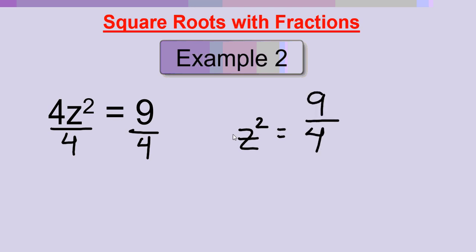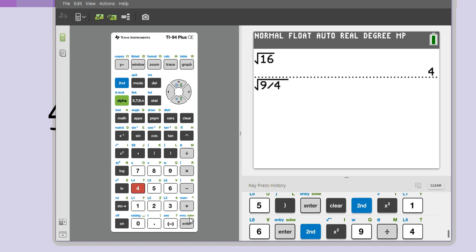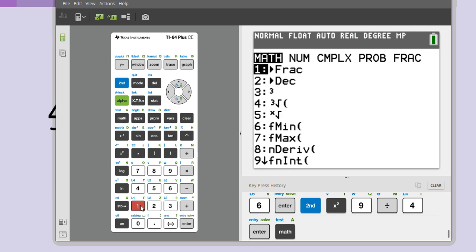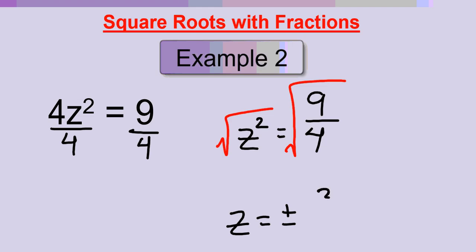Then I'm going to take a square root of both sides. And watch what happens here. Square root and square make z equals, I'm going to have plus or minus. Now watch. I'm going to use the calculator to help me before I realize what it did. If I type in the square root of 9 divided by 4, it gives me 1.5. Well, realize that 1.5, if you go to math and choose option fraction, it'll tell you what that is as a fraction. It's 3 halves. So it's plus or minus 3 halves.